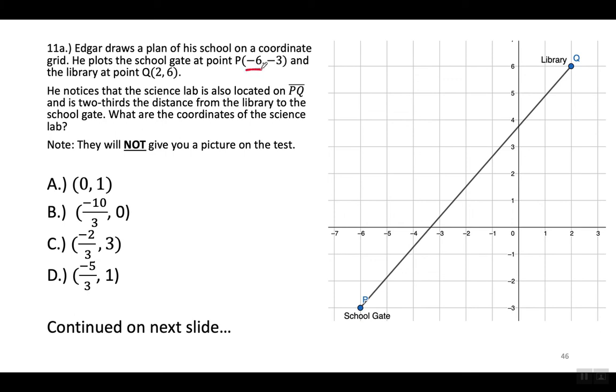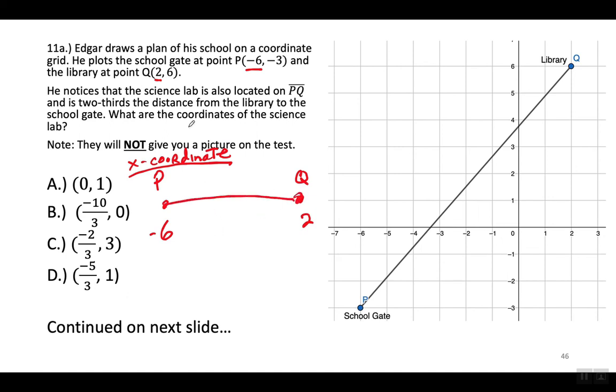So let's do the x coordinates first. We're starting at, let's say this is point Q and point P. All right, I'm finding the x coordinate, okay? Vamos primero a encontrar el coordinado de x. All right, so P is at -6 and Q is at +2.